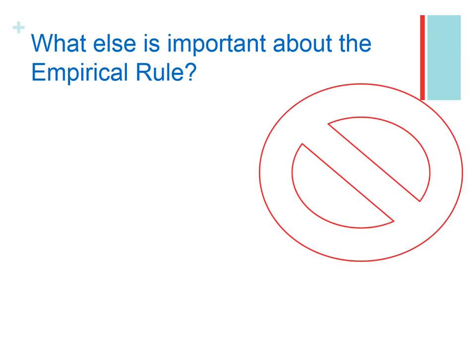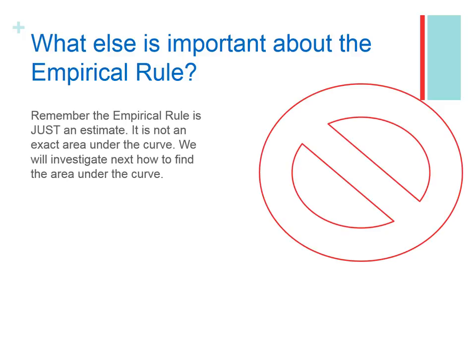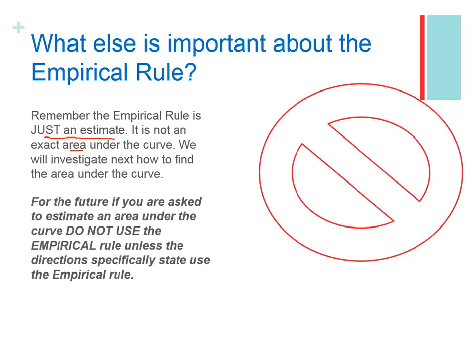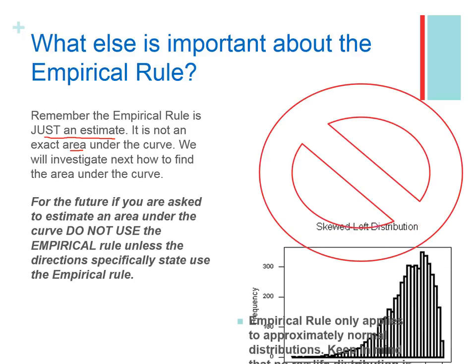All right, so what else is important about the empirical rule? Remember, the empirical rule is just an estimate. Please do not ever use the empirical rule unless it is explicitly stated to use the empirical rule. It's not an exact area under the curve. We're going to investigate how to find the exact area under the curve next. For the future, and I just said this, if you're asked to estimate an area under the curve, do not use the empirical rule unless the directions specifically state to do so.